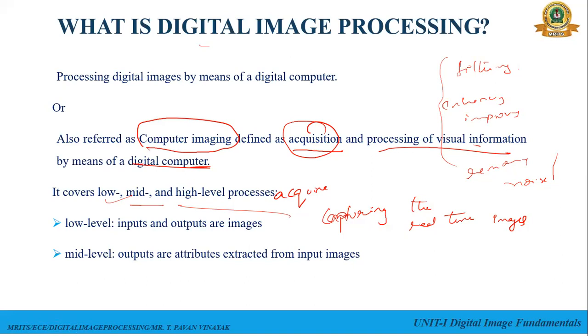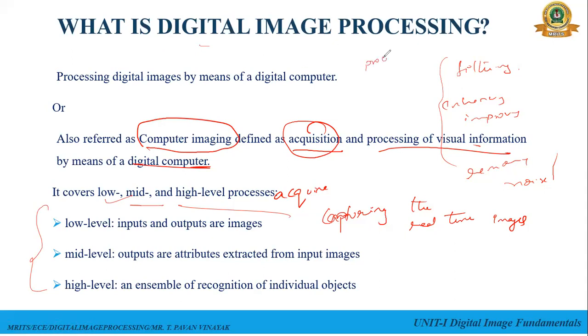Mid level means outputs are attributes extracted from the input image. High level means recognition of individual images. What do these three steps mean? Low level means inputs and outputs are images. If you give an image as input, the output is also an image, with some modification, but the dimensions of the image do not change.